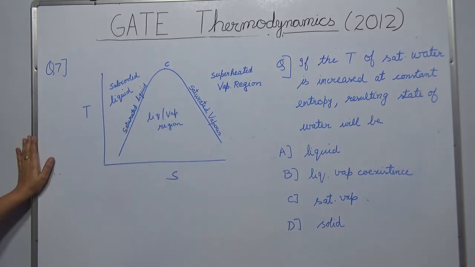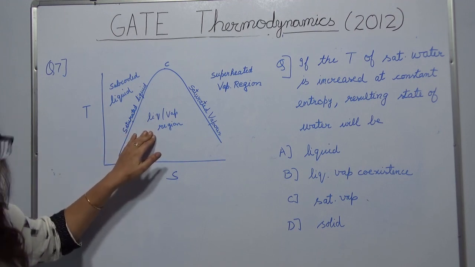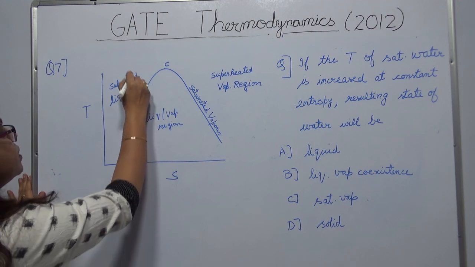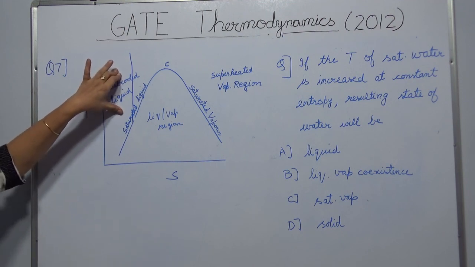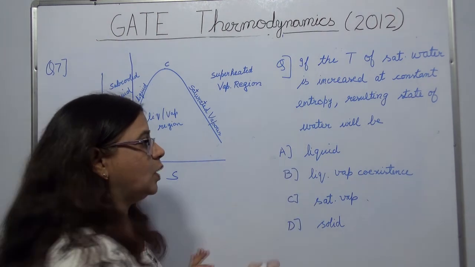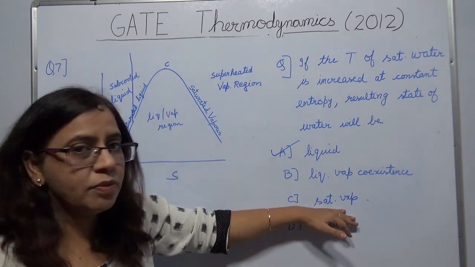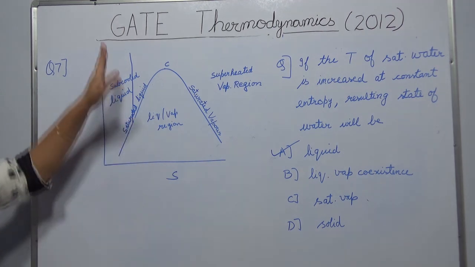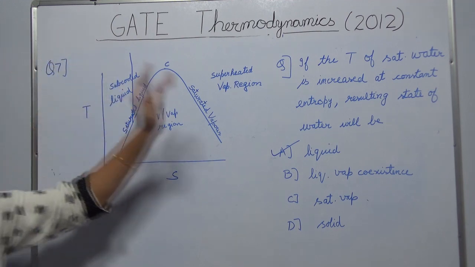The thing is this, what they are saying is you have saturated water, so you are somewhere on this line, let's say over here. If I increase the temperature, so if I make a straight line from here, in which region am I going? I am going into the subcooled liquid region. So the resulting state of water will be liquid. Whether it will be liquid vapor coexistence? No. Whether it will be saturated vapor? No. Whether it will be solid? No. So if you increase the temperature, the saturated liquid will become a subcooled liquid.